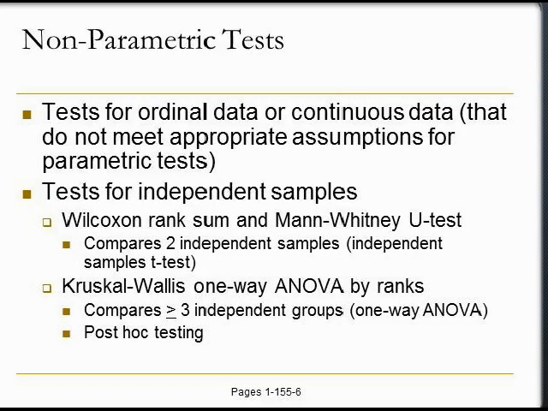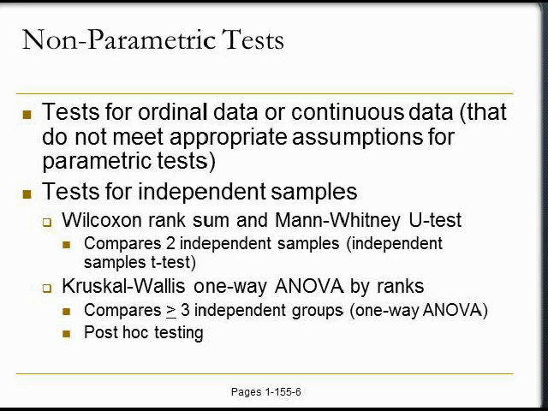Okay, so let's switch gears from parametric to non-parametric tests. So non-parametric tests are typically used for ordinal data or for continuous data in which the assumptions of a normal distribution are not appropriate. Data are heavily skewed in one direction, or what have you. So ordinal data or continuous data that do not meet the assumptions of a normal distribution.